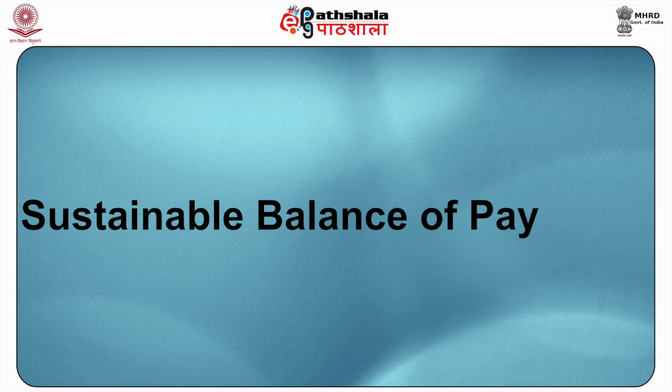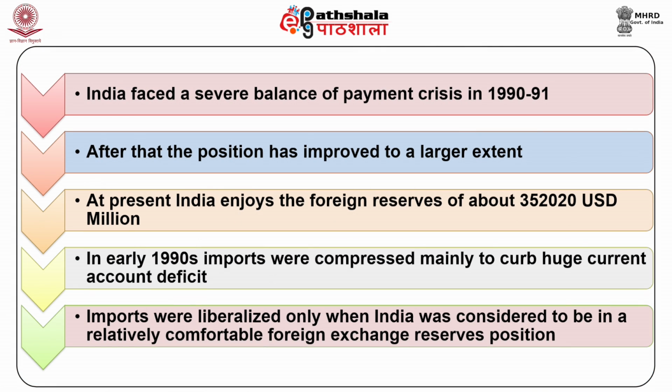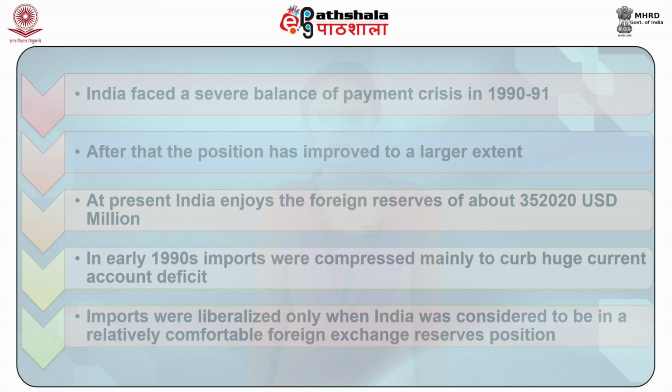Third, sustainable balance of payment. India faced a severe balance of payment crisis in 1990-91. After that, the position has improved to a larger extent. At present, India enjoys foreign reserves of about 3,52,020 USD million. In early 1990s, imports were compressed mainly to curb huge current account deficit. Imports were liberalized only when India was considered to be in a relatively comfortable foreign exchange reserves position.